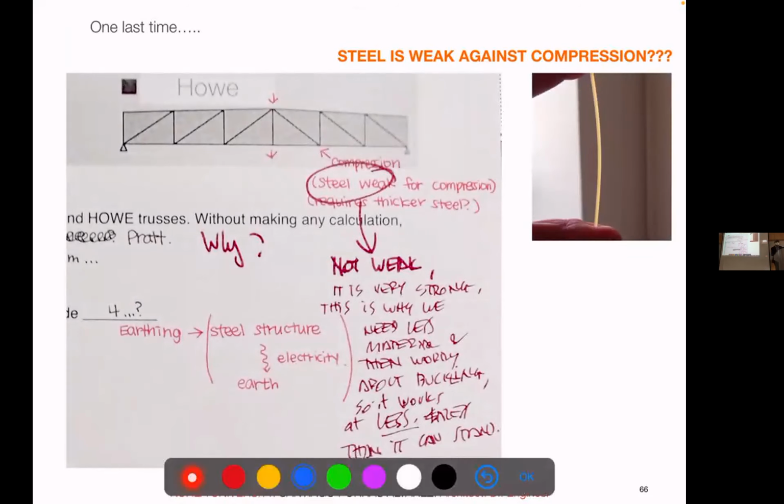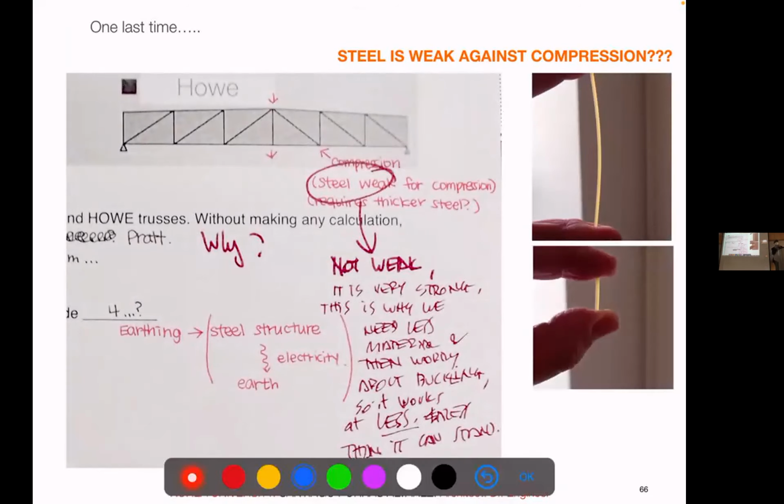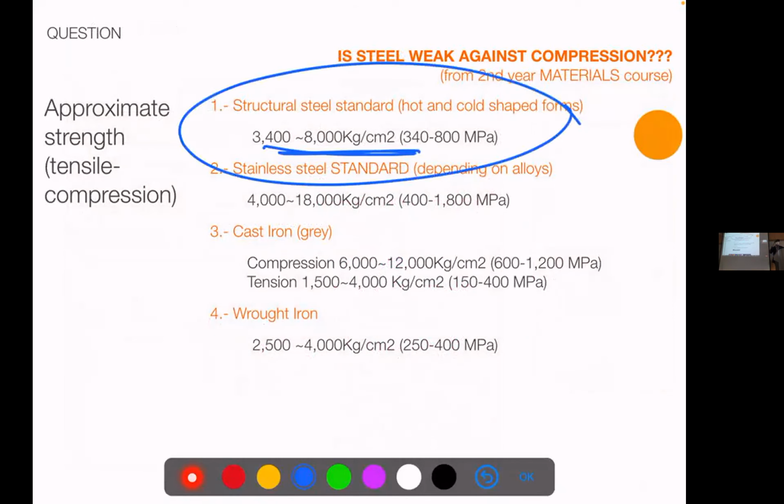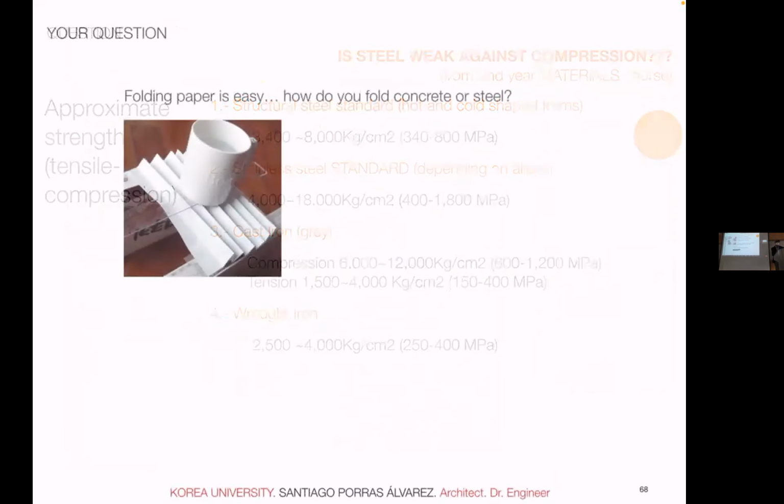And again, please, because it still is not weak against compression, right? Last time I said, right? And we have the problem of that spaghetti. It is just an element which is too slim and it buckles, right? We see the structural steel is the same in tension and compression, exactly the same, no difference.